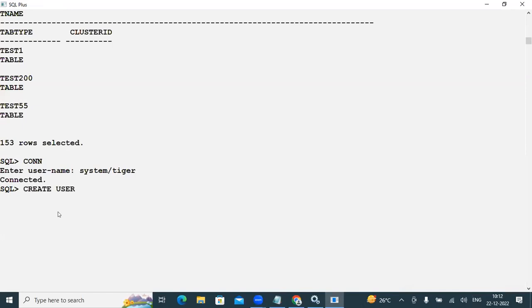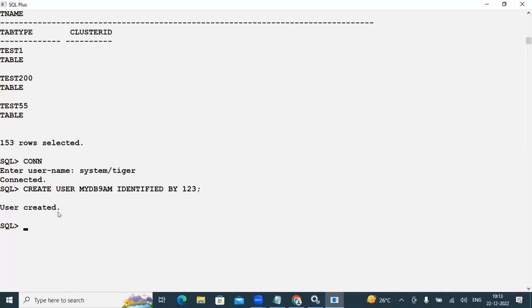So create user. My username is mydb 9 am batch, identified by password 123. What is the username? mydb 9 am, I'm creating it for our batch purpose. Password is 123. Okay, fine, sir. Now the user is created. This is how a new user is created by admins.